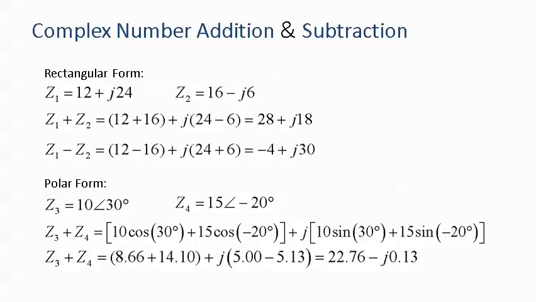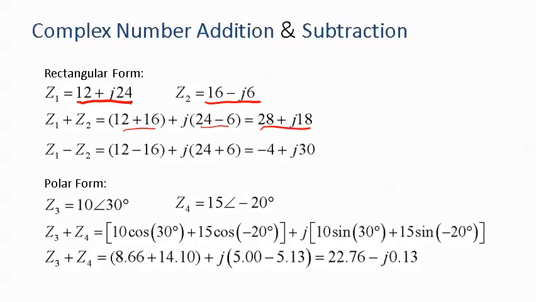Here we've got, let's call this example, z1 as 12 plus j24, and z2 is going to be 16 minus j6. Okay, so if I add them, I'm going to add real separately and imaginary separately. So I take the real part of z1, the real part of z2, and add them, and get 28. I take the imaginary part of z1 algebraically added to the imaginary part of z2, and get 24 minus 6, or 18. So we've got 28 plus j18 for the sum.